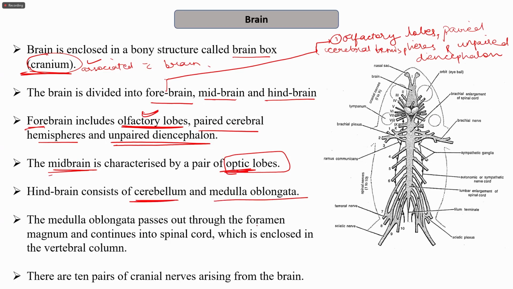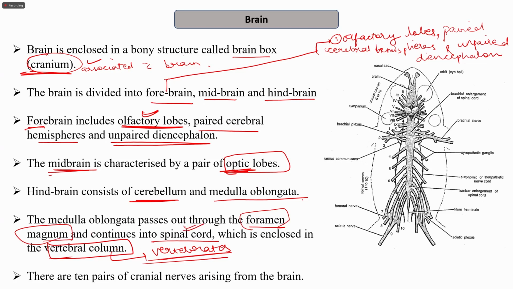The medulla oblongata passes out through the foramen magnum and continues into the spinal cord, which is enclosed in the vertebral column. We know that they have a vertebral column and hence they are vertebrates. If you know the classification and the characteristics of vertebrates, you will be able to relate these things. So the medulla oblongata passes out through the foramen magnum and continues into the spinal cord, which is enclosed in the vertebral column.